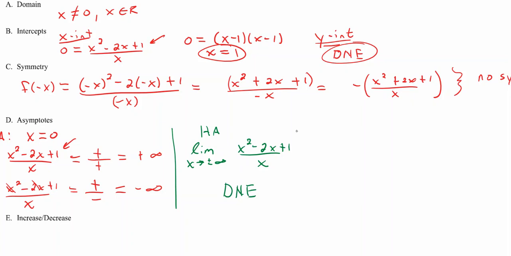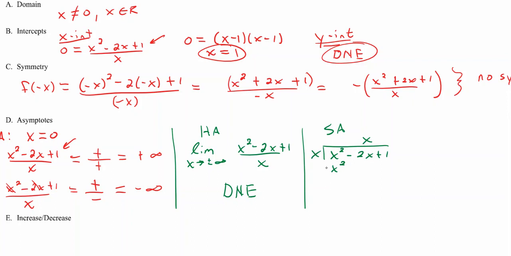So if it doesn't have a horizontal asymptote, we've now learned that it could still have a slant asymptote. So let's figure that one out. For a slant asymptote, the way we do it is we just divide, right? We'll divide the top polynomial by the bottom. So we'd write x squared minus 2x plus 1, and then x. How many times does x go into x squared? It goes in x times. X times x is x squared.